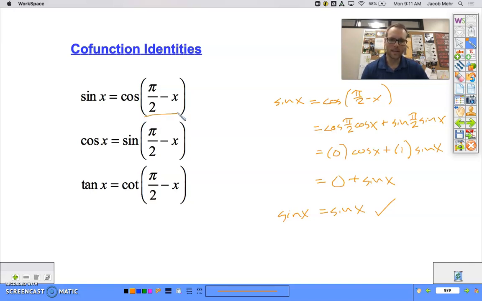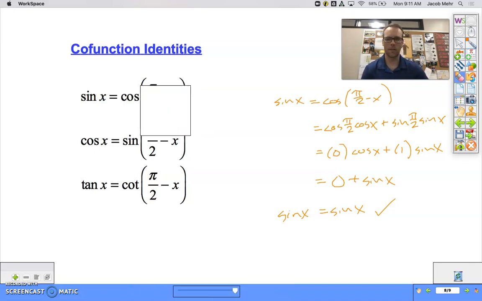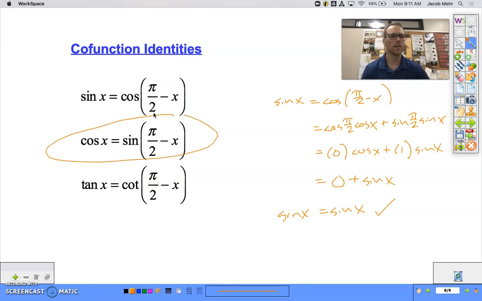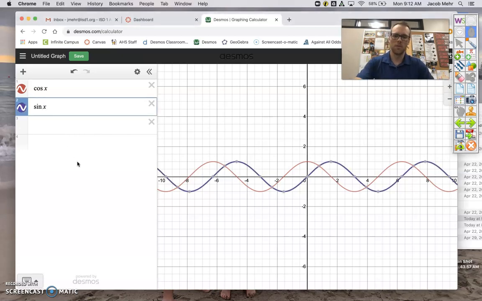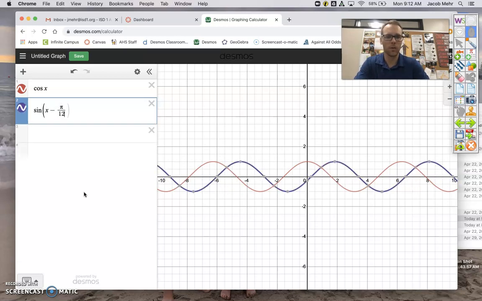When I look at this, I can't help but think of transformations of graphs, right? This looks a lot like a transformation of a graph, and let's think about what that transformation would be. I'll pick the second one here. The cosine of x is the sine of pi over 2 minus x. So I have graphed cosine and sine. And we know when we look at these graphs that they are just horizontal transformations of each other. So I might be tempted to say, well, they're just transformations of pi over 2. So what if I just take x minus pi over 2? Do they match up? And the answer to that, of course, is no, they don't.